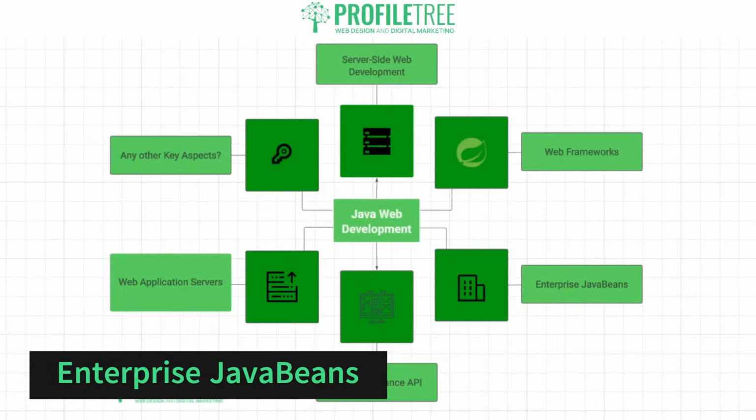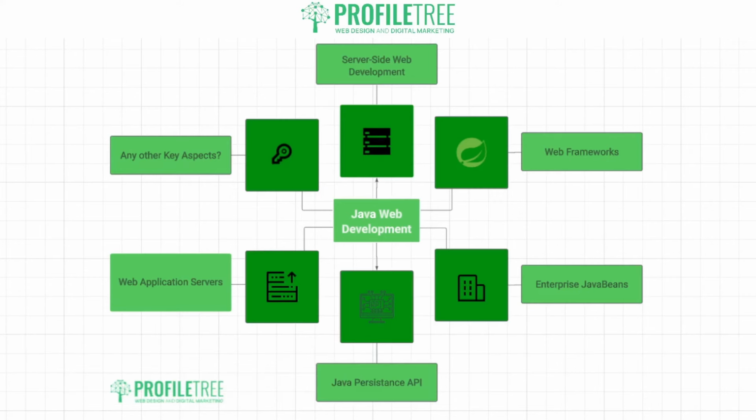So our next one there is Enterprise JavaBeans. So EJB is a server-side component model, and it facilitates the development of large-scale enterprise applications. It also allows the developers to create reusable and scalable business logic components that can be deployed across distributed systems.